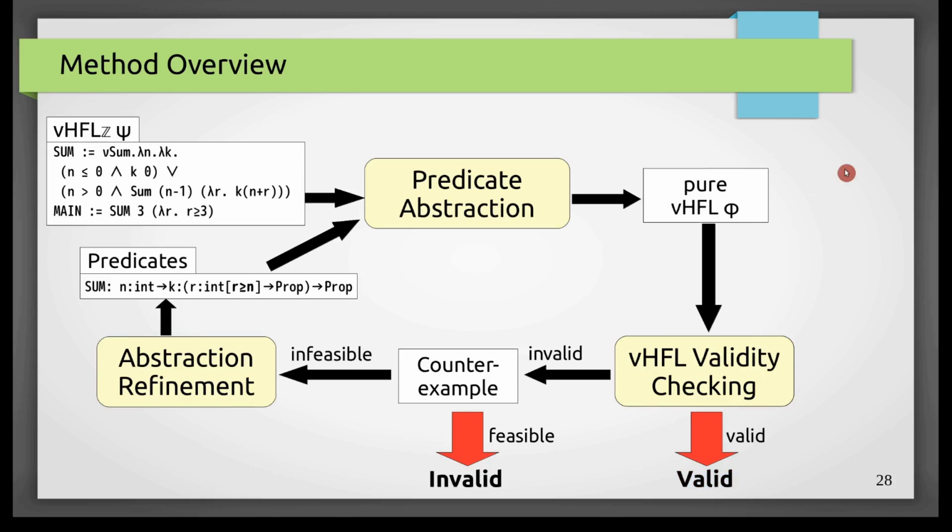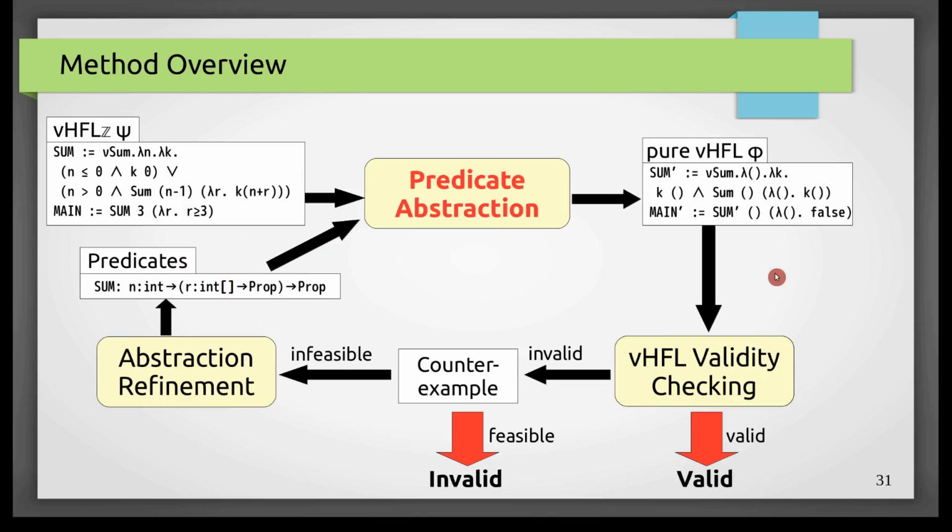In this case, we started with a good predicate, R no less than n, but we cannot always choose such a predicate beforehand. So in general, we should start with an empty predicate set. In this case, the result of the predicate abstraction is this formula. And because it is such an imprecise abstraction, the result of the abstraction is invalid.